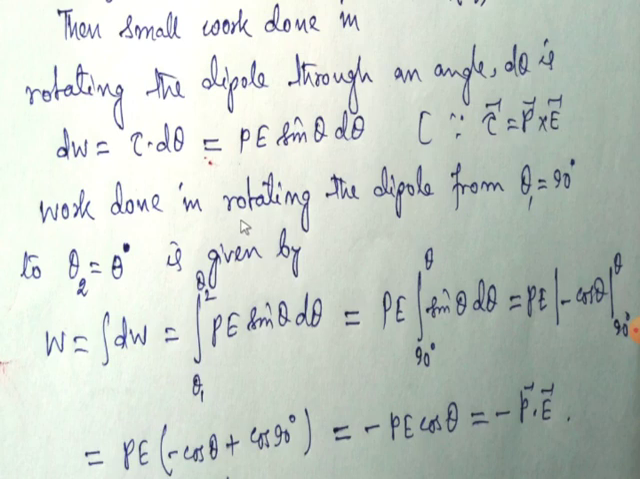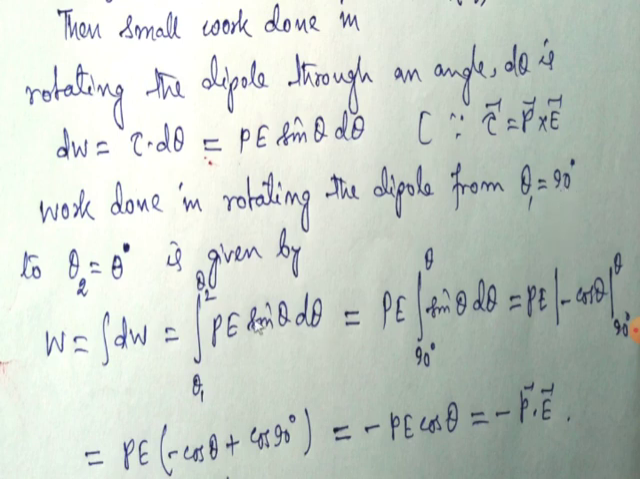So work done in rotating the dipole from theta 1 to theta 2. Theta 1 should be taken as 90 degrees, theta 2 should be taken as theta. So in rotating through an angle theta, how much work is done? We need to find that out. That amount of work done will be stored in the form of potential energy of that dipole inside the electric field. That is the main aim. Why are we taking theta 1 equal to 90 degrees? There is a valid reason for it. I will tell you later on.